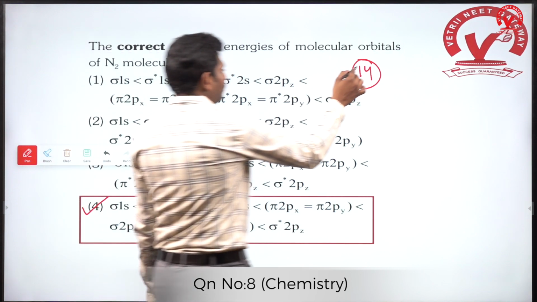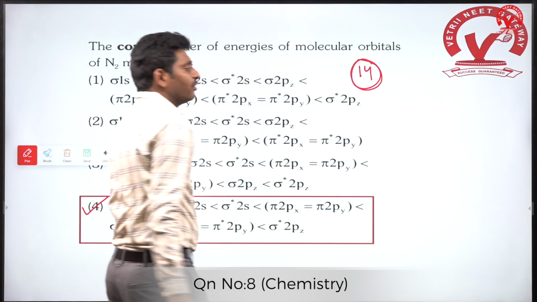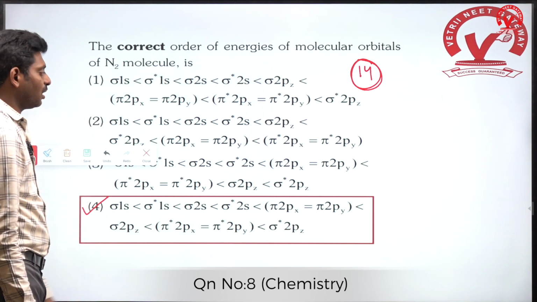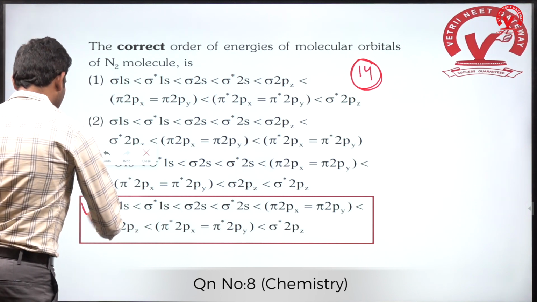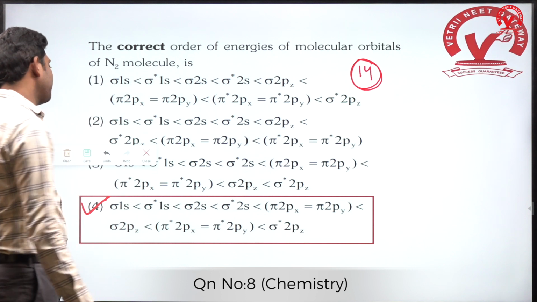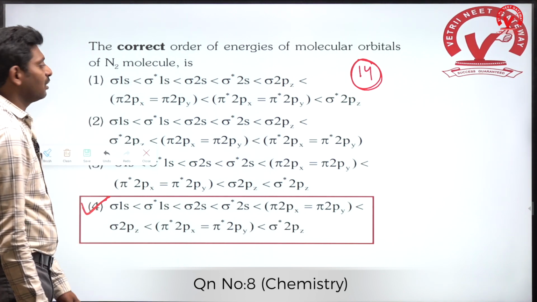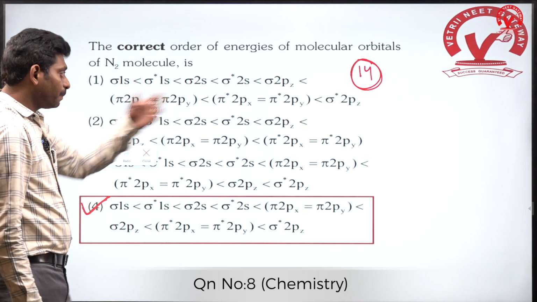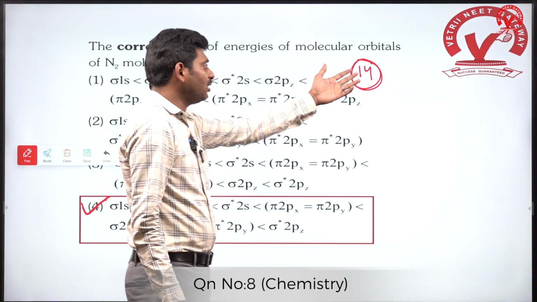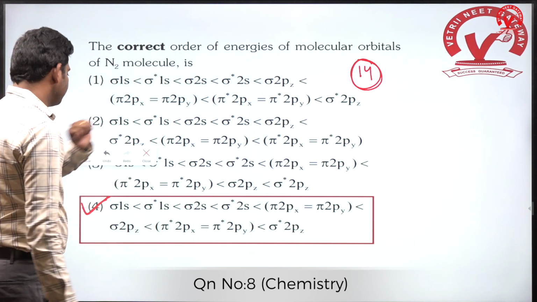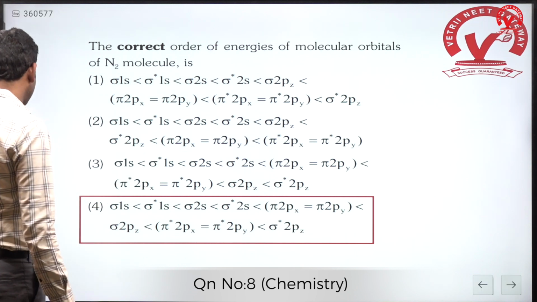This is the order for systems with 14 electrons and fewer. Direct question, direct NCERT textbook question, easy question. So this is the order for filling in MOT, molecular orbital theory, for systems with 14 or fewer electrons. The fourth one is the correct answer. Next we will move on to the next question.